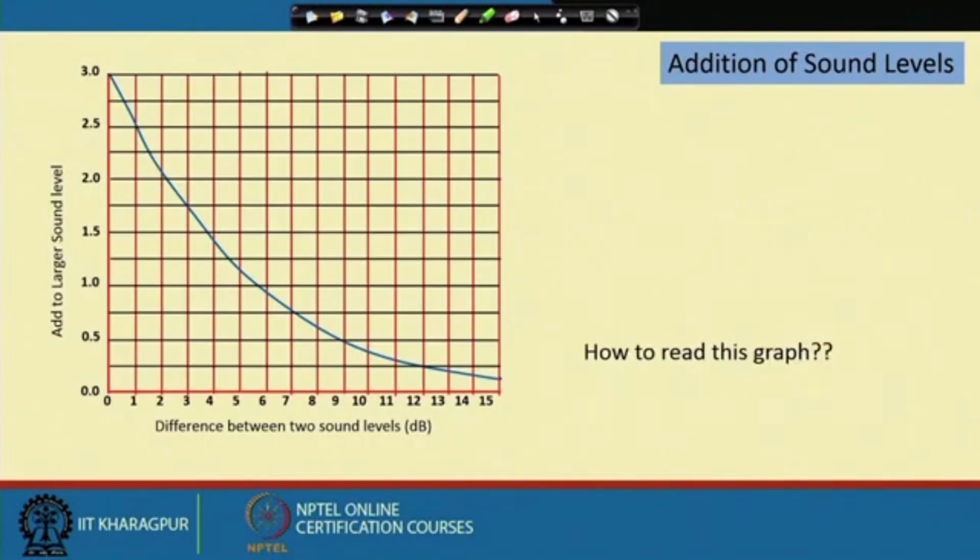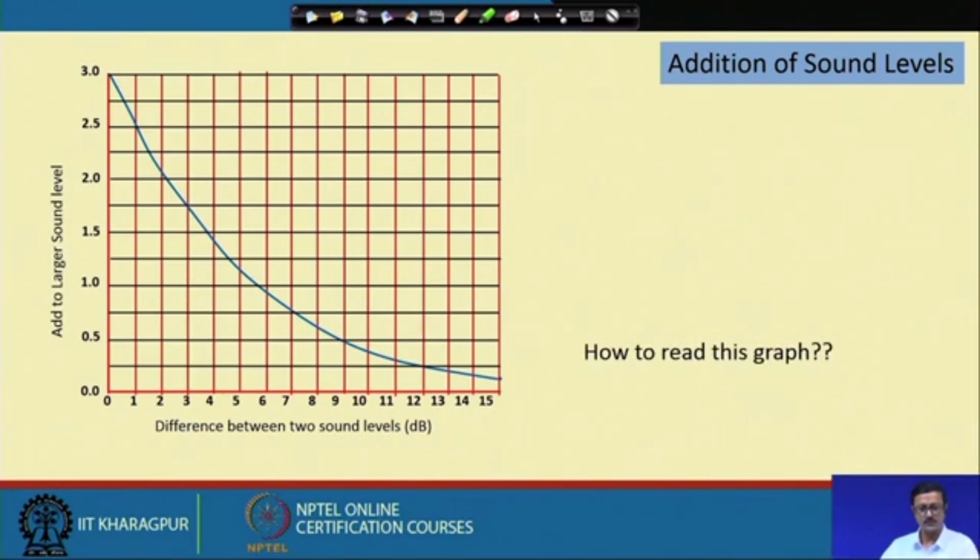Next we will see the addition of sound. Addition of sound can also be inferred from this particular graph, but how to read the graph? On the x axis, the difference between the sound levels is given, and on the y axis, the amount to be added to the sound sources is given.